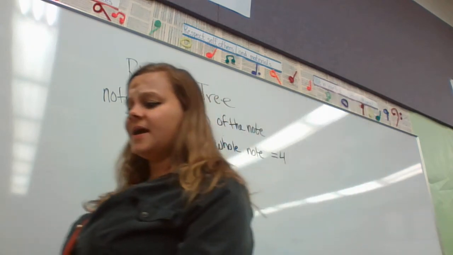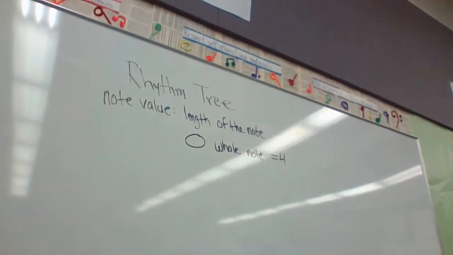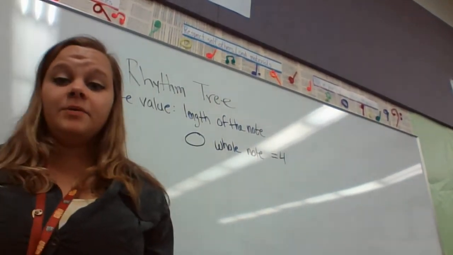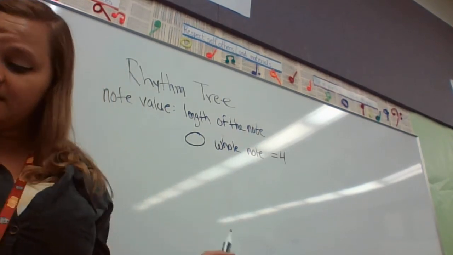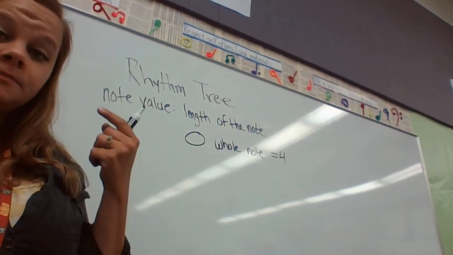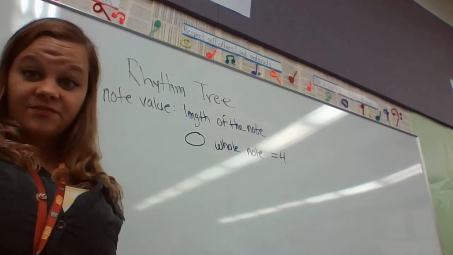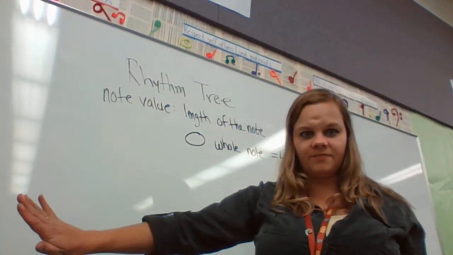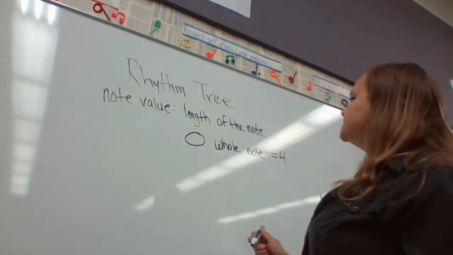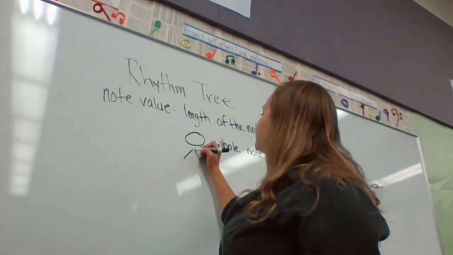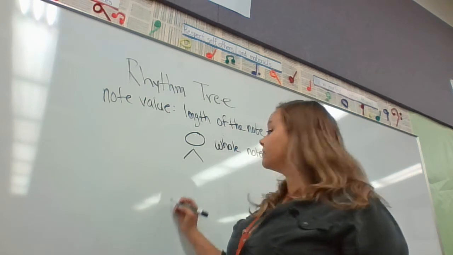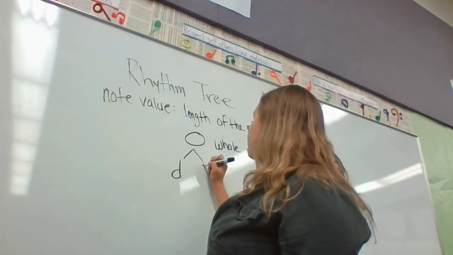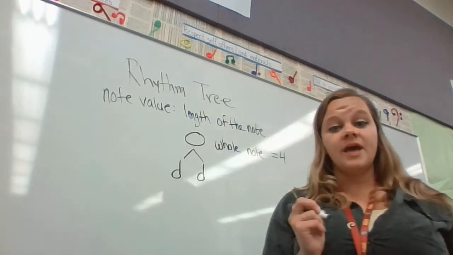So let me turn on my piano. If our tempo is 1, 2, ready, go. Last 4 beats, okay? 1, 2, 3, 4, and off. Stops after beat 4 is done. We can break down, branch off our tree into half notes.